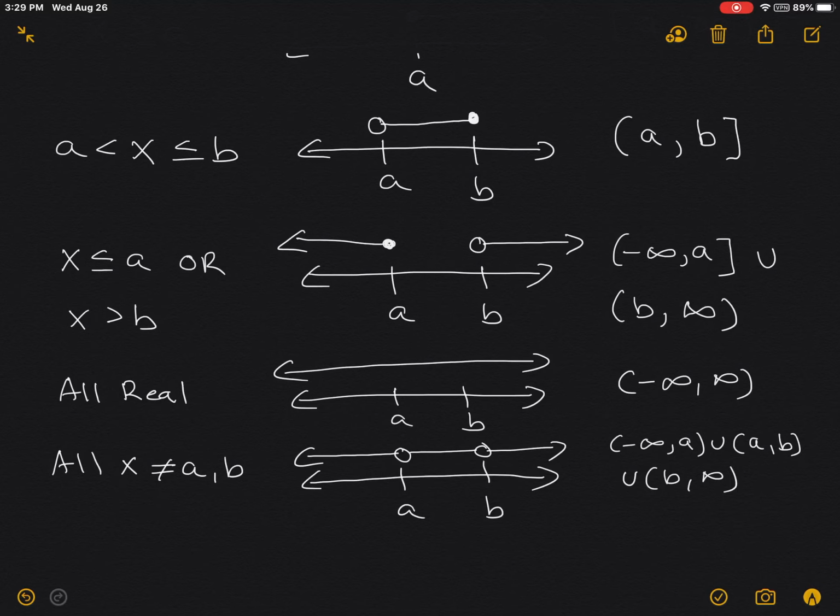Okay, so my infinity symbols are kind of not drawn perfectly, but I just want to let you know it's infinity. Okay, so that's how you would write inequality notation into interval notation. My suggestion for you is to draw the number line and think about it going from left to right, and that will help you write things in interval notation.